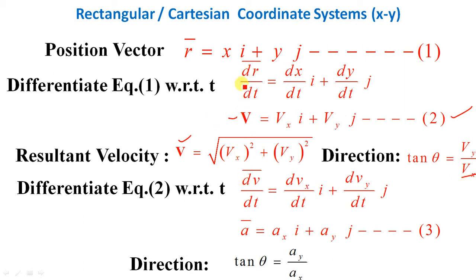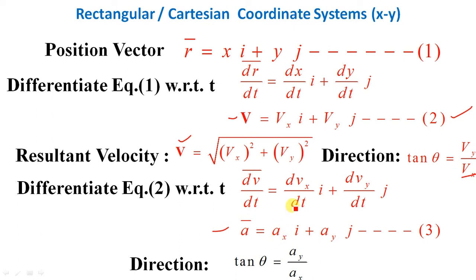Now again we differentiate this equation, what you will get, that is d square r upon dt square is equal to d square x upon dt square i plus d square y upon dt square j. That is nothing but the acceleration. Or if we differentiate equation number 2, you will get dv by dt is equal to dvx upon dt i plus dvy upon dt j. That is nothing but, if we differentiate velocity with respect to time, that gives you the acceleration.